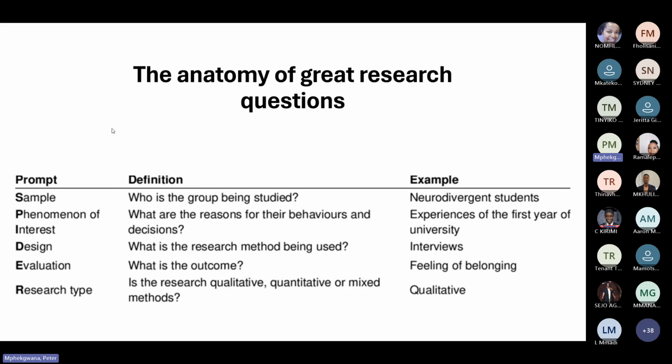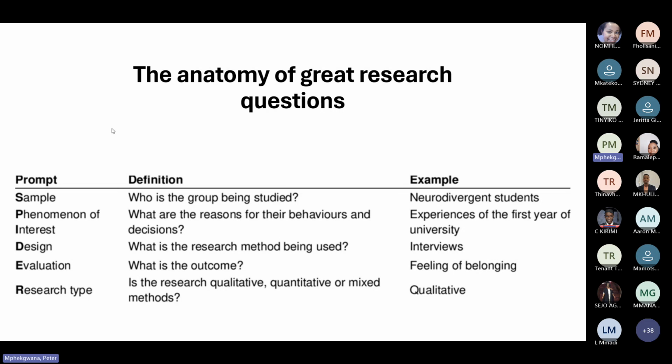You can make a small table to summarize and give a snapshot of your research: who is the group being studied? Who are your participants? What research method are you going to use, interviews? What is the outcome? Are you using qualitative, quantitative, or mixed methods? We'll discuss that later on. But whenever you have those research questions, these tools can help you conceptualize your research questions or research aim. Then you decide who your participants are, and whether this will be feasible.